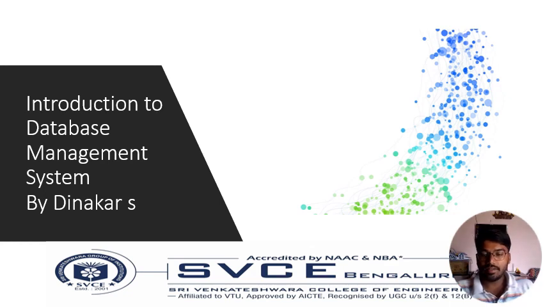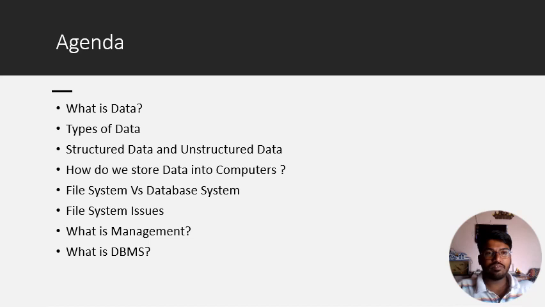Moving on to the next slide. In this slide, we're going to learn about the agenda of DBMS. What is data? Then types of data, structured data and unstructured data. How do we store data in computers? File system versus database system. File system issues, what is database management, and what is a database. Further, we're going to learn about this.